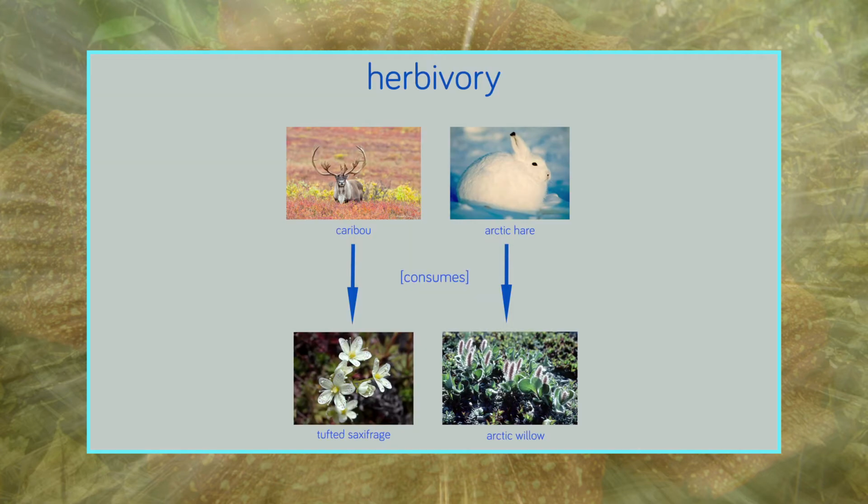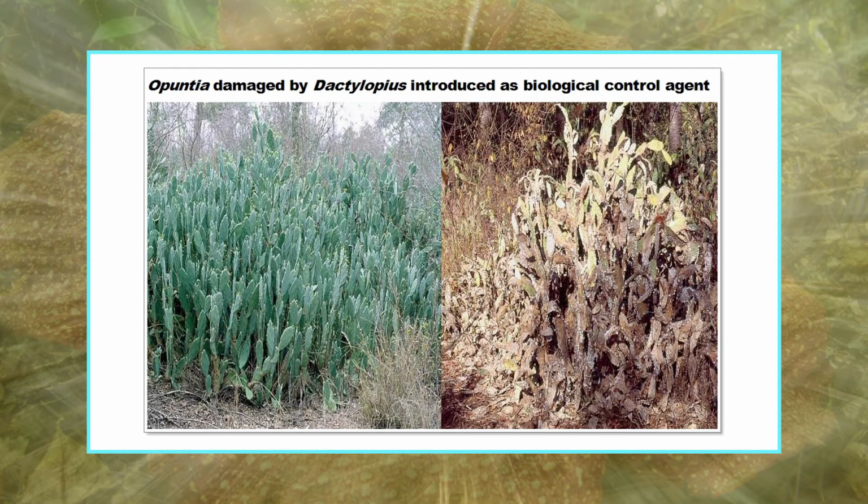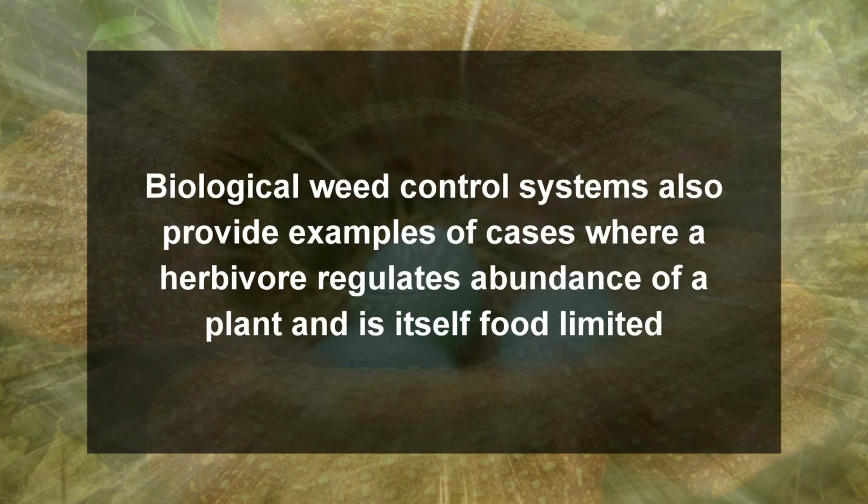Herbivory involves the predation of plants or algae. The best documented case of plant-herbivore dynamics came from introduction of animals used as biological control agents, where animals feed on plants such as weeds. One such example is the elimination of prickly pear Opuntia due to the introduction of the insect Dactylopius. The biological weed control systems also provide examples of cases where a herbivore regulates the abundance of a plant and is itself food limited. An example concerns Carduus nutans, which infests thousands of acres of grazing land in the United States and Canada.